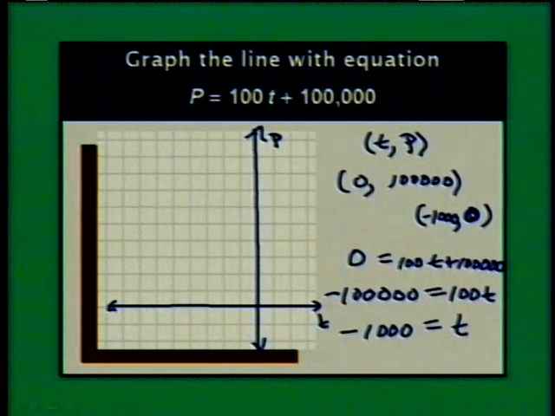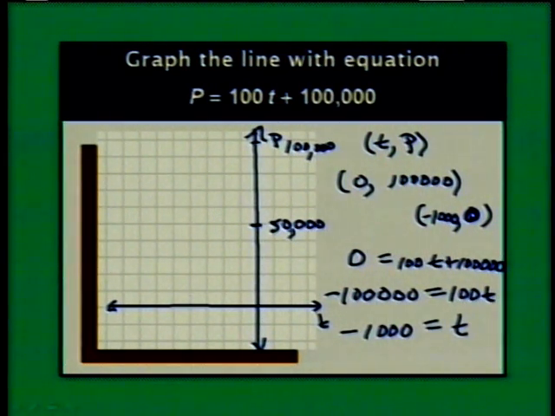Let's see if I've got 10 squares available on my P-axis. 1, 2, 3, 4, 5, 6, 7, 8, 9. Just barely, I do have 10 squares available on my P-axis. So I'm going to use a scale of 10,000 on my P-axis. 1, 2, 3, 4, 5 makes the 5th tick mark 50,000. 6, 7, 8, 9, 10 makes the 10th tick mark 100,000.